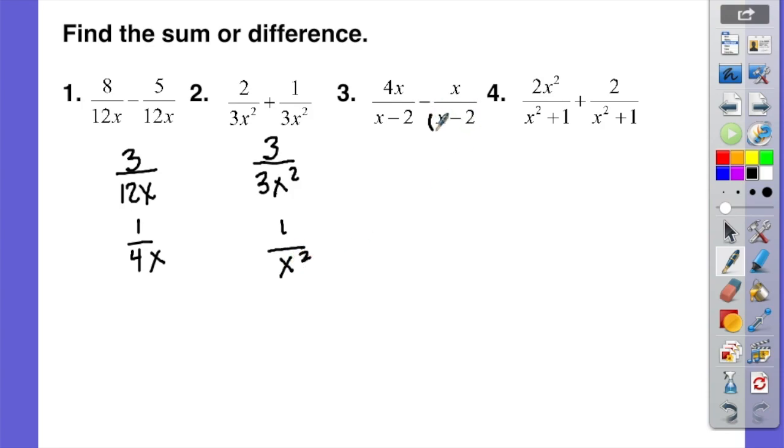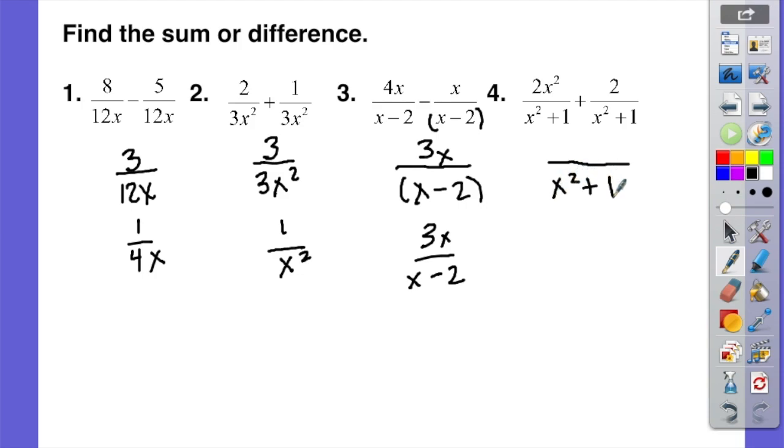Okay, so here we have our binomials. I'm going to keep them together. So 4x minus x, 3x, good. Reduce it. Nothing to reduce, good, because remember you cannot reduce a monomial with a binomial. So you leave it like that. Perfect.